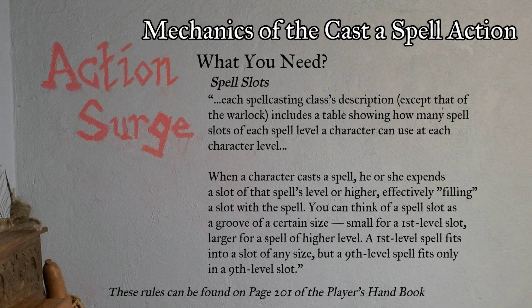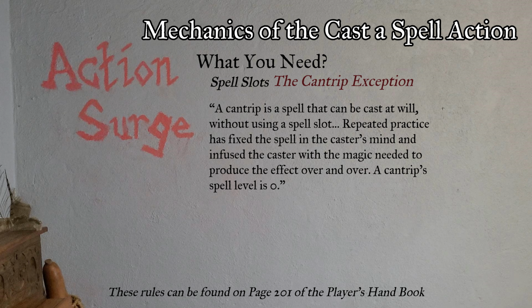Each spellcasting class's description, except that of the Warlock, includes a table showing how many spell slots of each spell level a character can use at each character level. When a character casts a spell, he or she must expend a slot of that spell's level or higher, effectively filling a slot with that spell. You can think of a spell slot as a groove of a certain size, small for a first level slot, larger for a spell of higher level. A first level spell fits into a slot of any size, but a 9th level spell fits only in a 9th level slot.